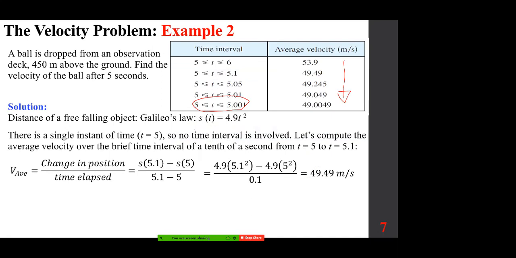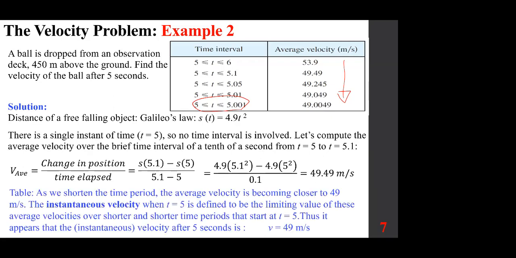So if this is not good enough to give you the answer, you can do more by going with 5 less than or equal to t less than or equal to 5.0000001, if you will, adding more zeros. I hope you see that the answer must be 49 meters per second squared. So as you can see, the instantaneous velocity can be easily found from the table as 49 meters per second.